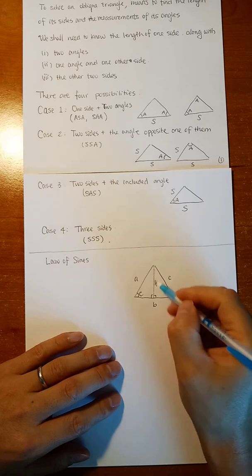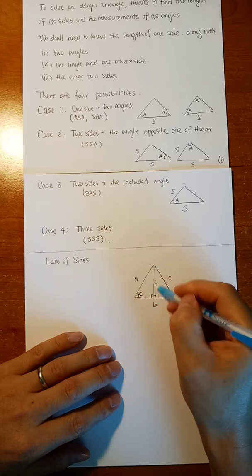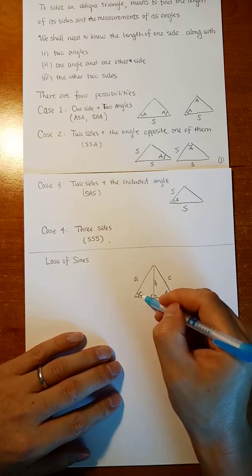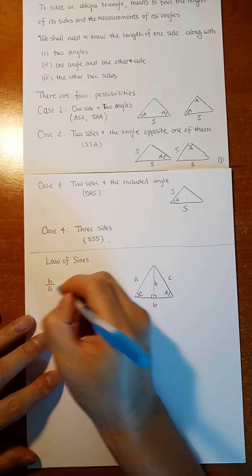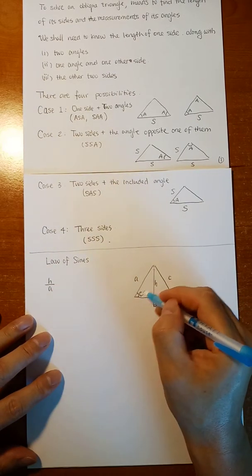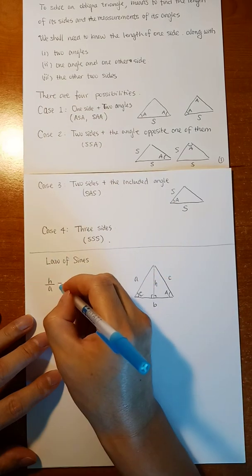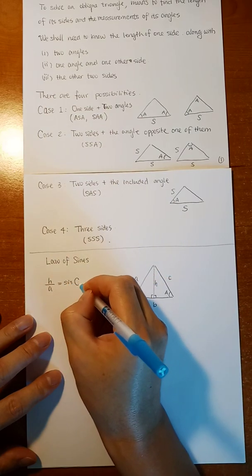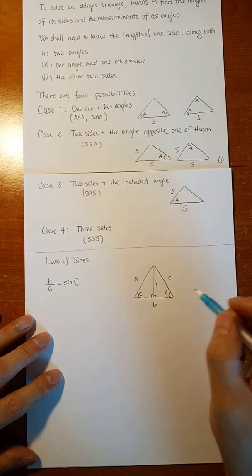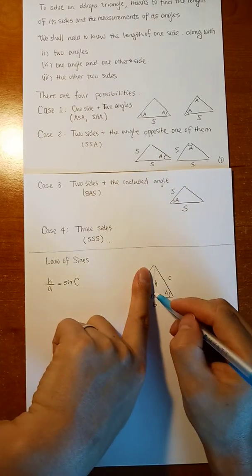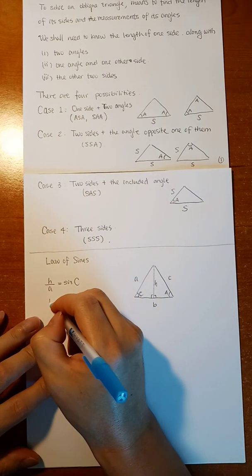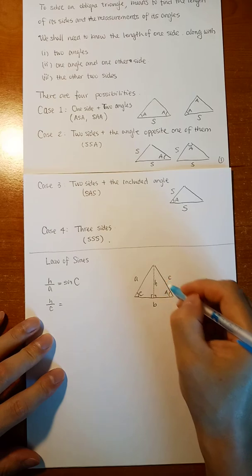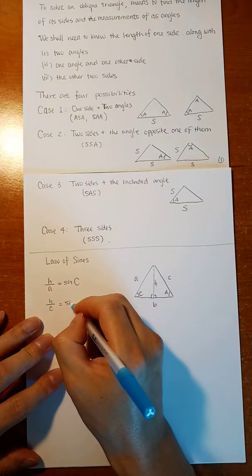In the left right triangle, height is the opposite of sine. So the opposite over hypotenuse, A is the hypotenuse. Opposite over hypotenuse is sine C. And in the right triangle, H is the opposite of angle A. So H over C, C is the hypotenuse. H over C is sine A.